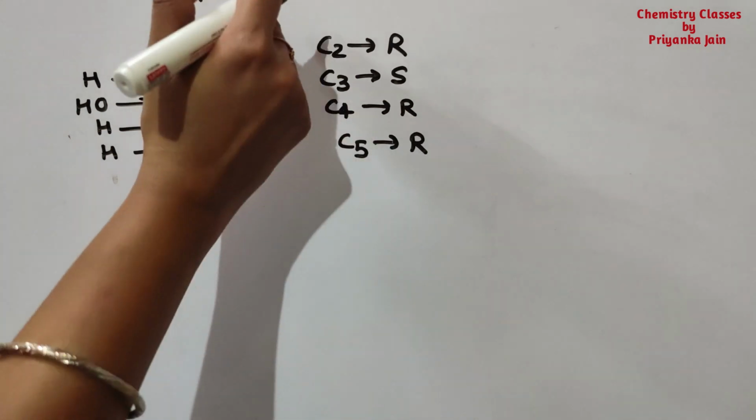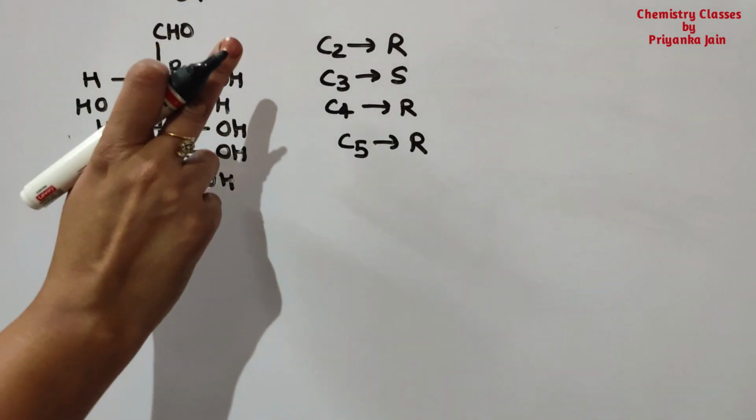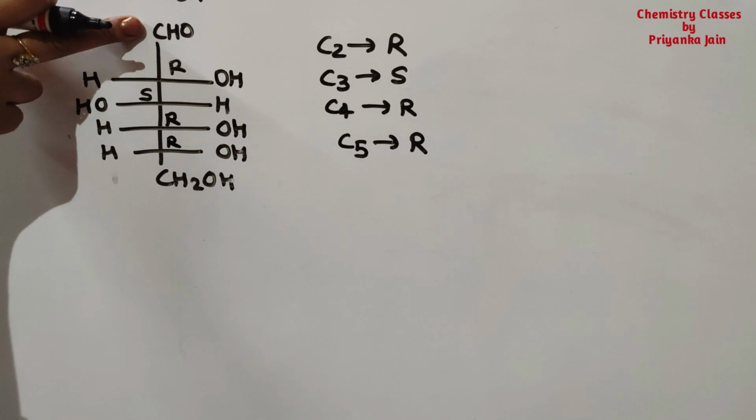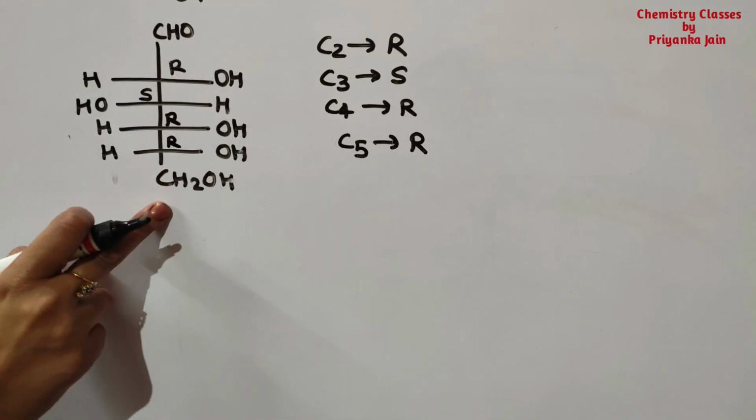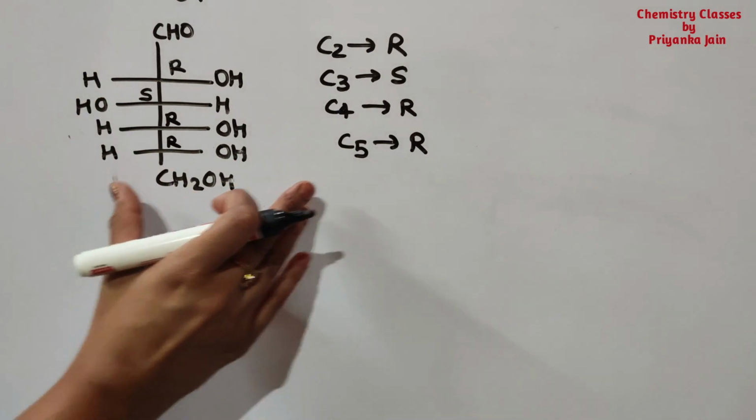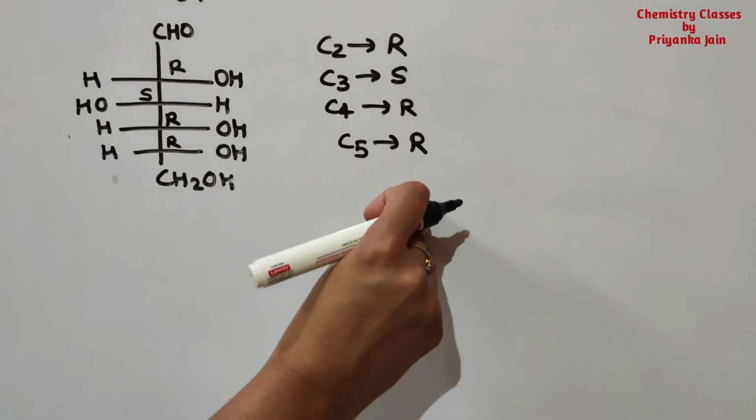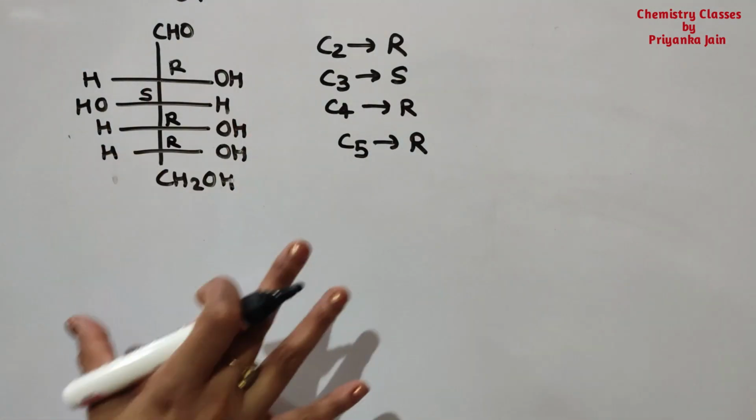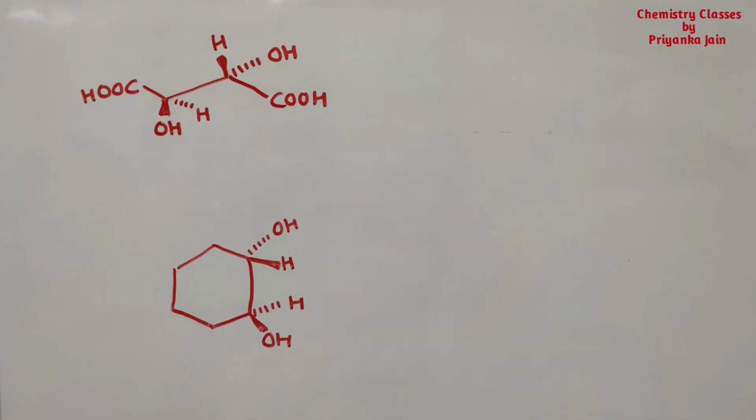Okay, so we can write in this manner. You just have to remember that the CHO group should be present above and the CH2OH group should be present below. Then we can determine such configurations without any priority rules. Okay, let's now see some more examples.